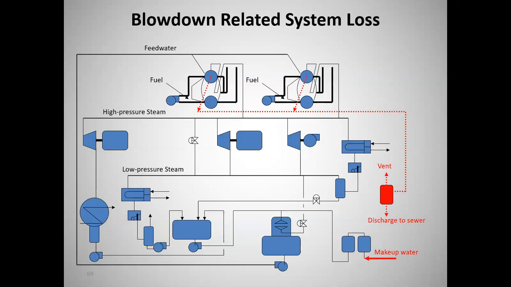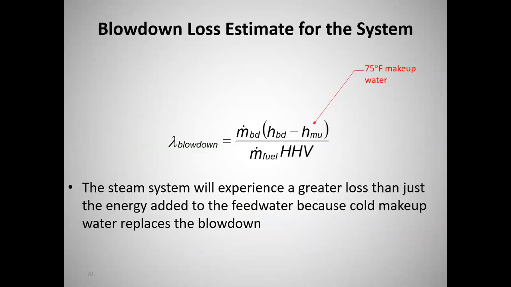See? So we've got flash steam coming out the top of this, and right now it's going to vent, we're throwing it away, and then the liquid that's left after the flash steam leaves is just being discharged to the sewer. So that's what a lot of people do. That's not really very efficient, but it's pretty common to see a system set up like that.